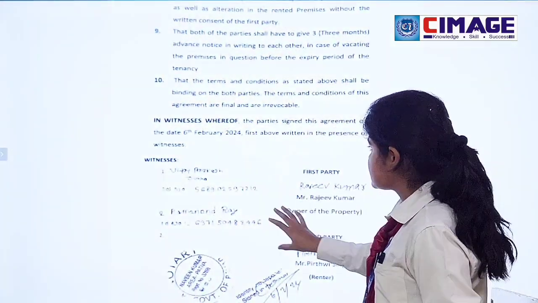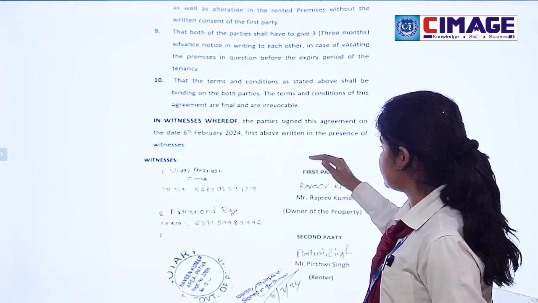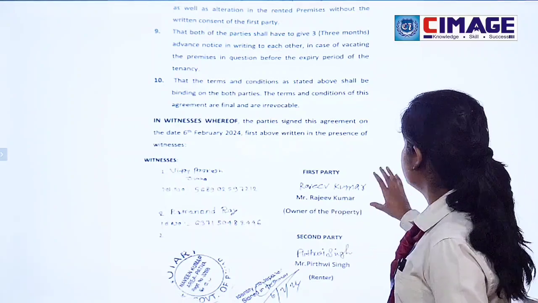And in the last, the signatures of both the parties will be there. First is the witness sign, and here are the first party and second party signatures.